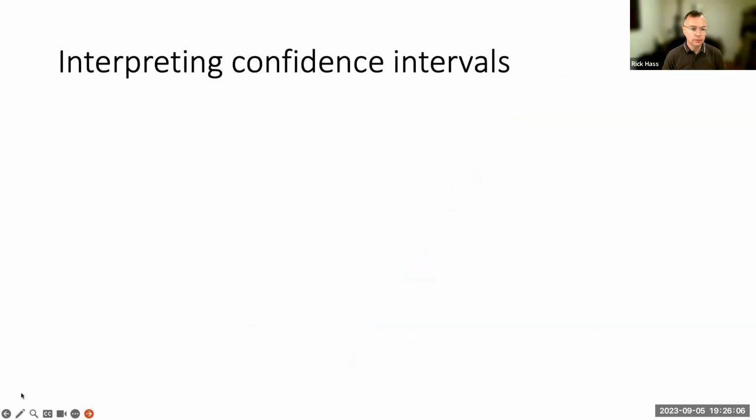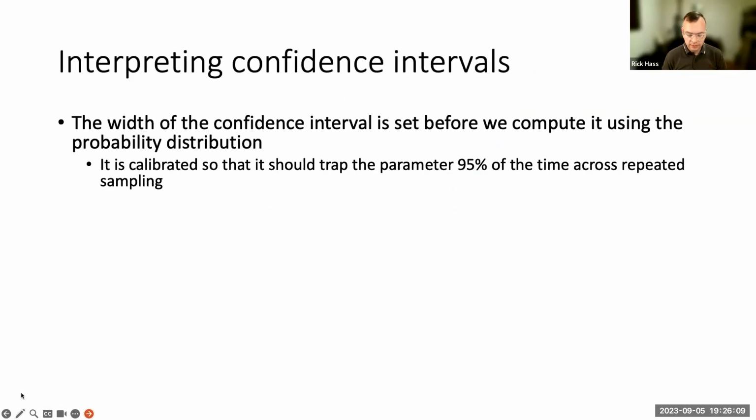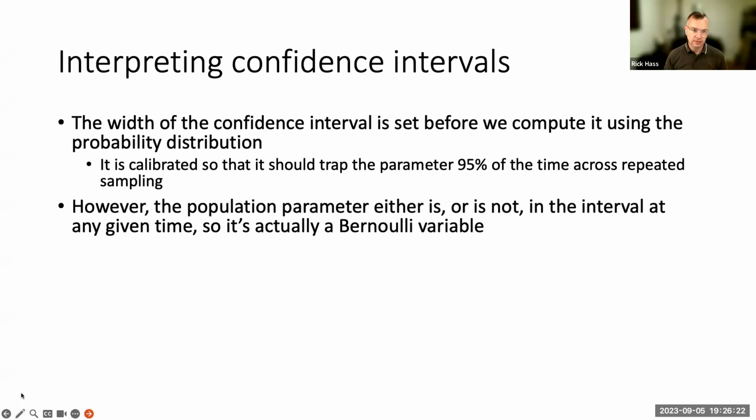Next week's reading is about all the confusion that confidence intervals have caused over the years. So here's some things that it is and isn't. People always get this wrong. The width of a confidence interval is set before we compute it. So the probability part of the confidence interval is fixed before we compute it. So it itself is not a probability distribution.